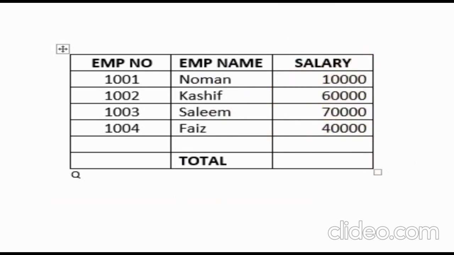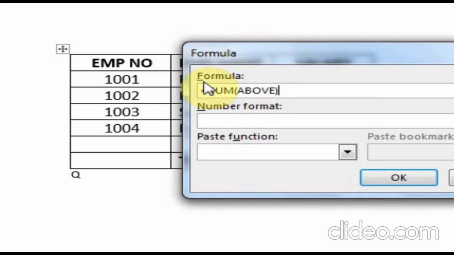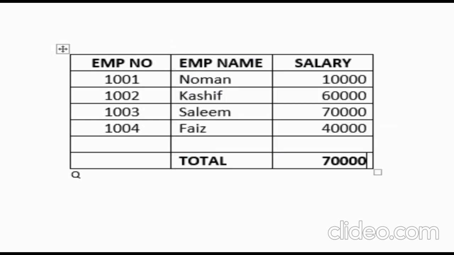Now I just press Ctrl Z. If I want to know the maximum value, maximum salary, what is the formula? Just press Alt AO, and now just remove the sum and type here max and press enter. It will display the maximum value here. That's how you can also know the minimum value by using the function min.